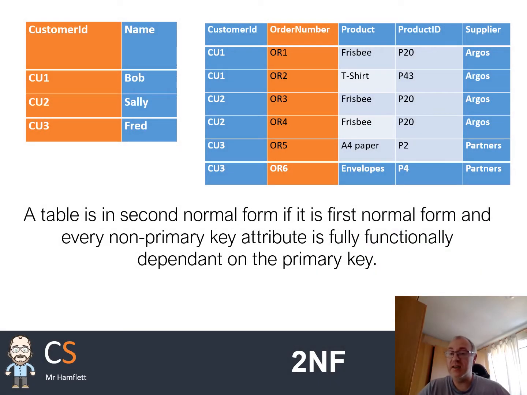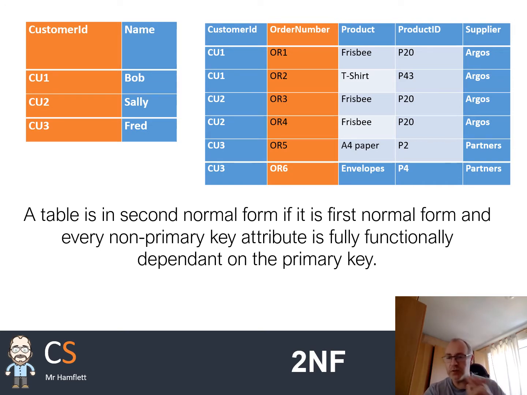So the next thing we're going to look at is second normal form. In order for second normal form to be valid, you first of all must have done first normal form. So a table is in second normal form if it's also in first normal form. The second part of second normal form is every non-key attribute is fully functionally dependent on the primary key.